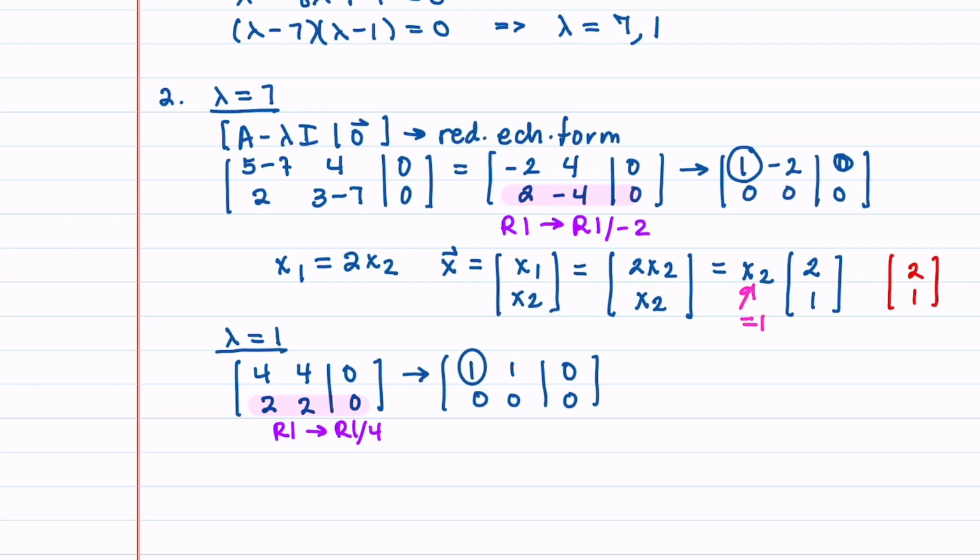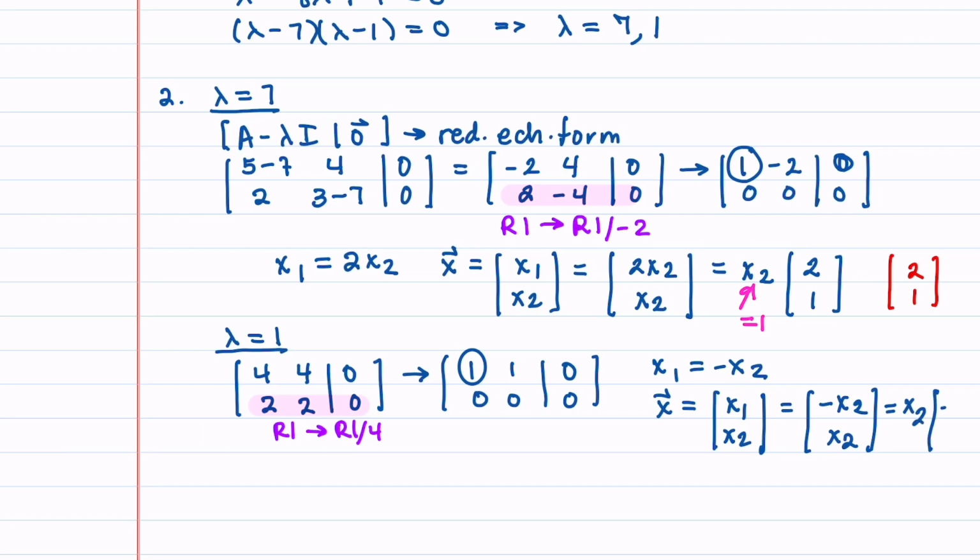Let's circle our pivot, and we can solve for x1. So we see that x1 is minus x2. So our vector x is equal to x1, x2. And then we'll plug in x1 is minus x2. And then we'll pull our x2 out, and we get minus 1, 1. Again, I'm just going to make things easy, and I'm going to choose x2 to be equal to 1. You could also have picked it to be minus 1. It doesn't really matter. And so our eigenvector is going to be minus 1, 1.